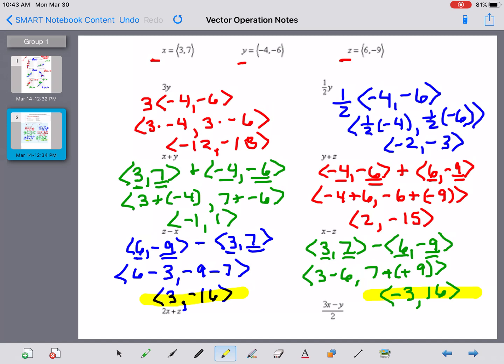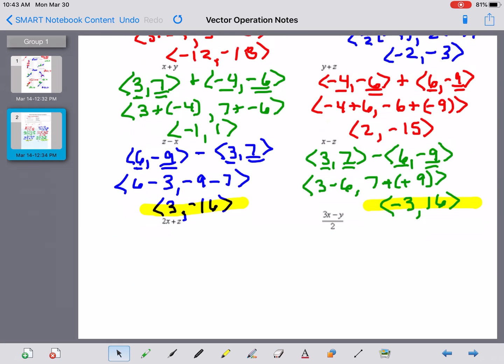All right, we have 2 more examples to go. So let's move our paper up here. And you'll notice I'm mixing all kinds of things here. I've got a scalar with an addition, some division going on here. So let's work and practice through these.